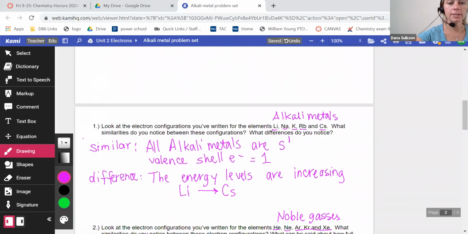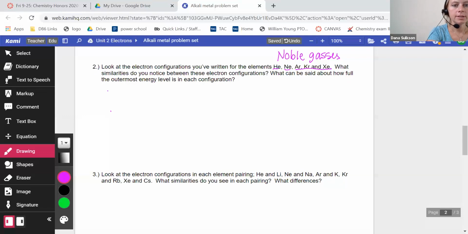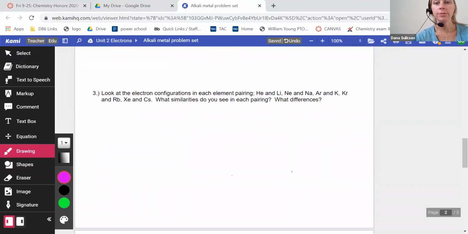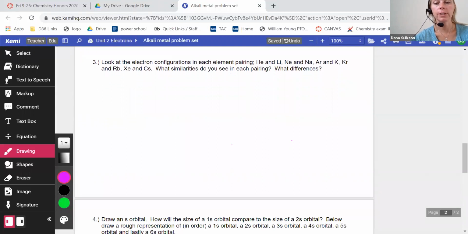So what we can say is that they, and by they I mean all these noble gases, have filled the valence shell. And I'm going to just reiterate how we know that. Your s orbital and your p orbital giving you 8 electrons in the valence shell. All right. So when we're looking at noble gases, we discussed how they are unreactive because they have full energy level or full valence electrons.